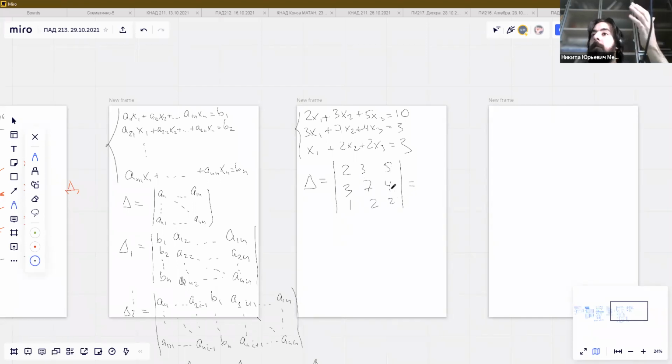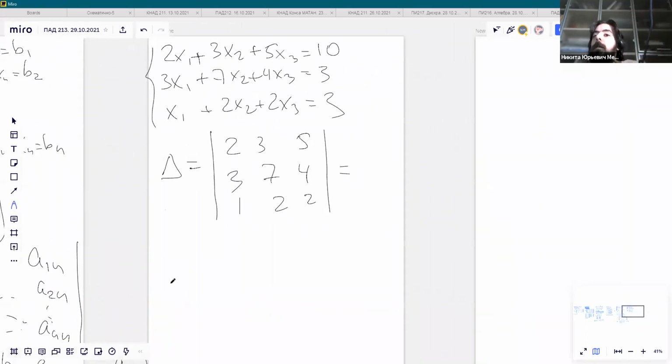So I have to find this determinant. I'm sorry, it slightly lags. Okay.